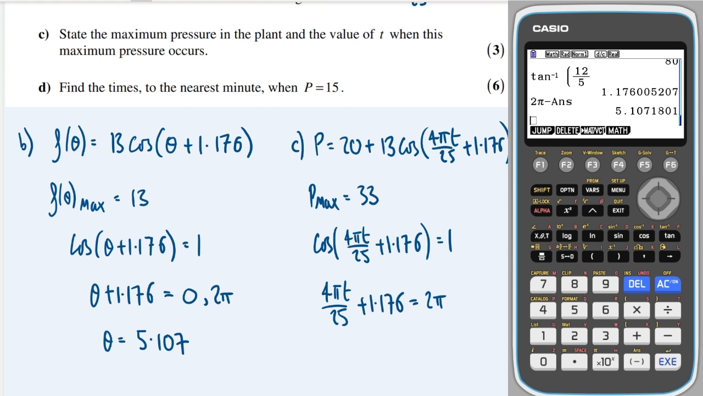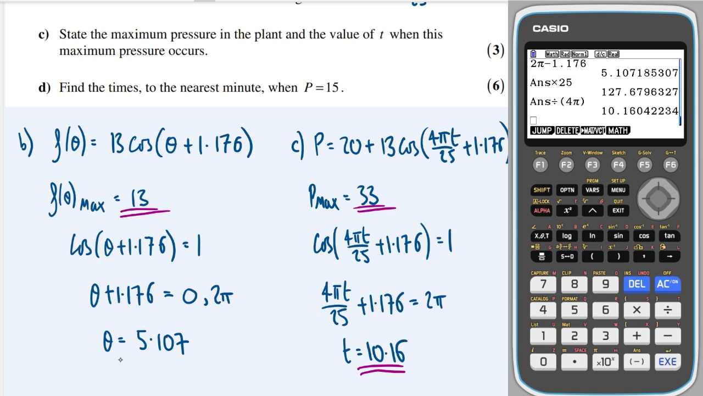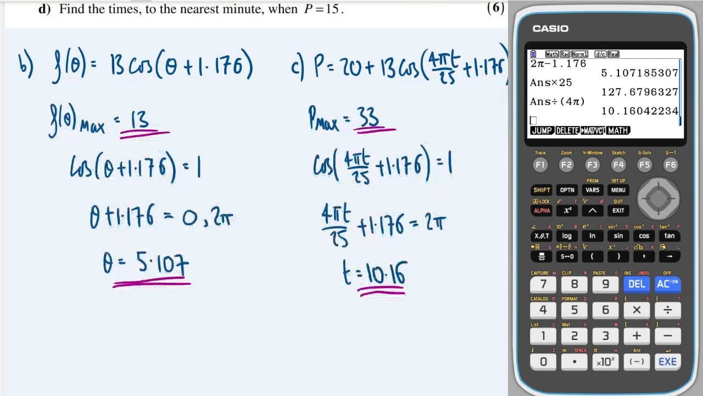So let's just run this through to get t. So I'll do 2 pi minus 1.176. I would then multiply it by 25, and I'll divide it by 4 pi. I'll get 10.16. Okay, let's underline some of these answers. Lovely. Okay, part D, it says find the times to the nearest minute when p is equal to 15.